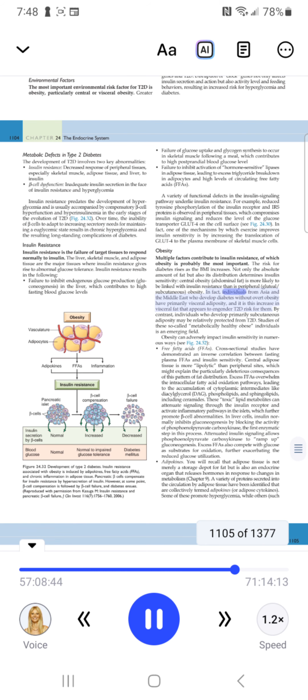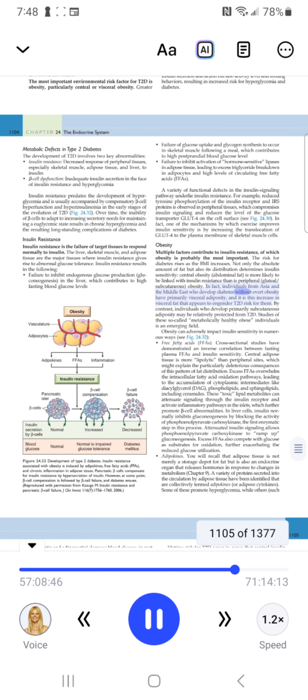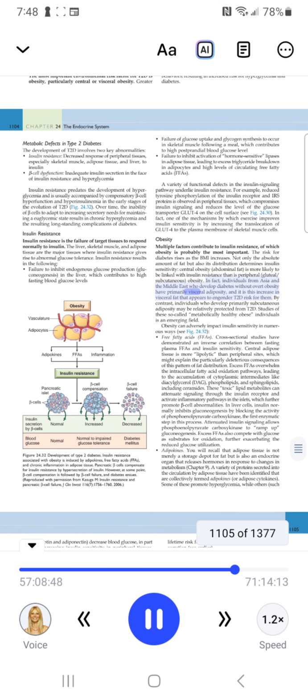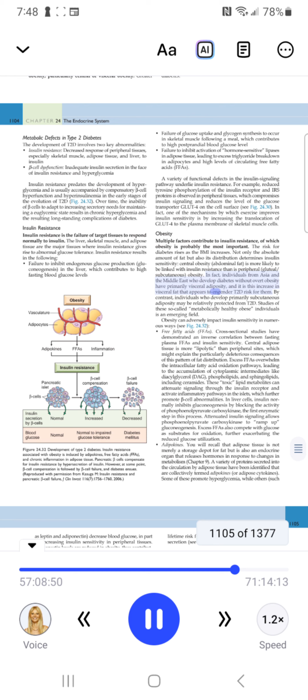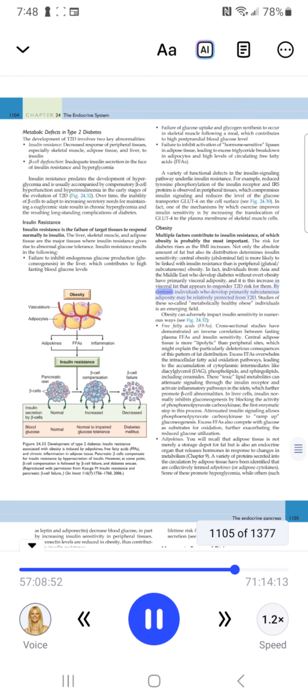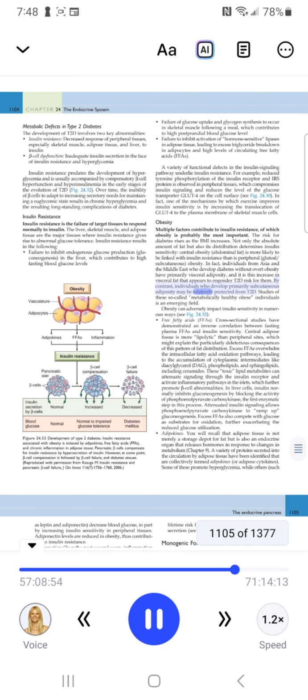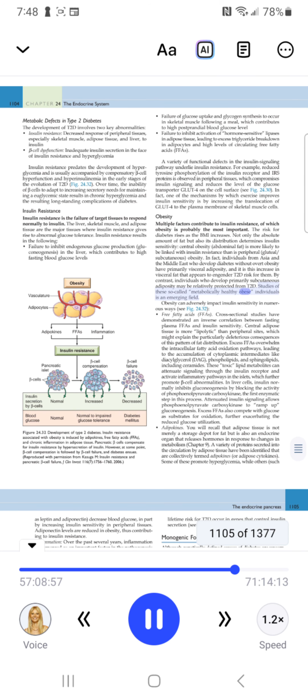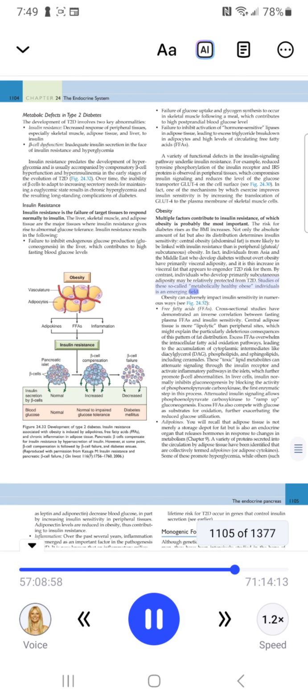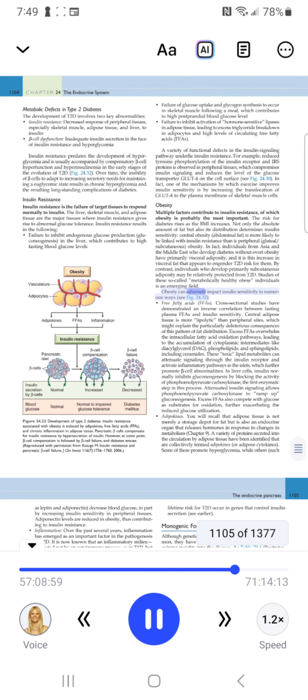In fact, individuals from Asia and the Middle East who develop diabetes without overt obesity have primarily visceral adiposity, and it is this increase in visceral fat that appears to engender T2D risk for them. By contrast, individuals who develop primarily subcutaneous adiposity may be relatively protected from T2D. Studies of these so-called metabolically healthy obese individuals is an emerging field. Obesity can adversely impact insulin sensitivity in numerous ways.